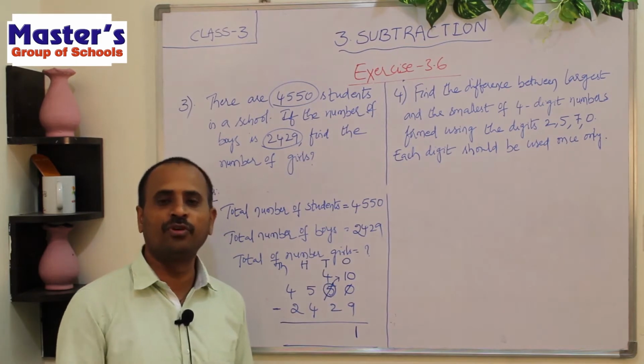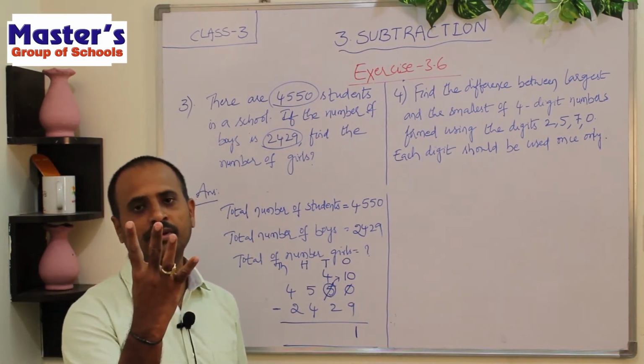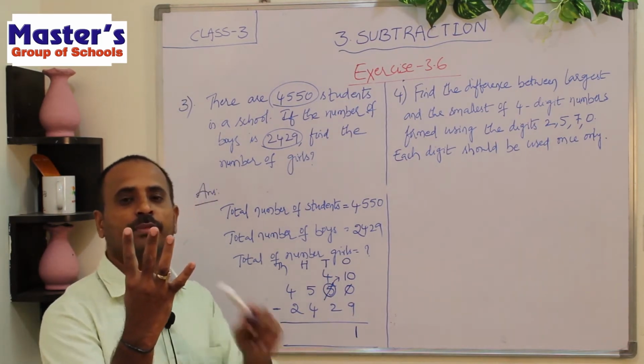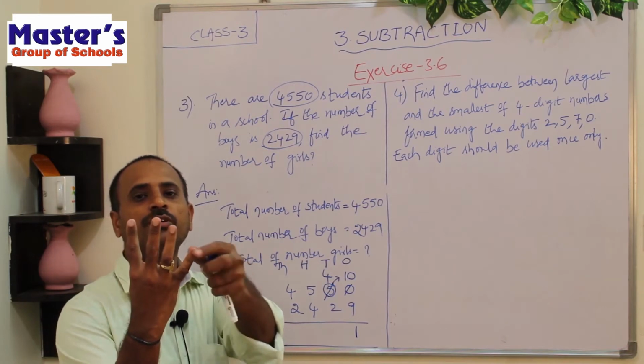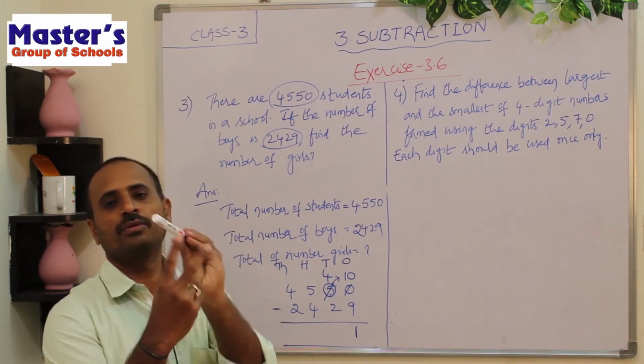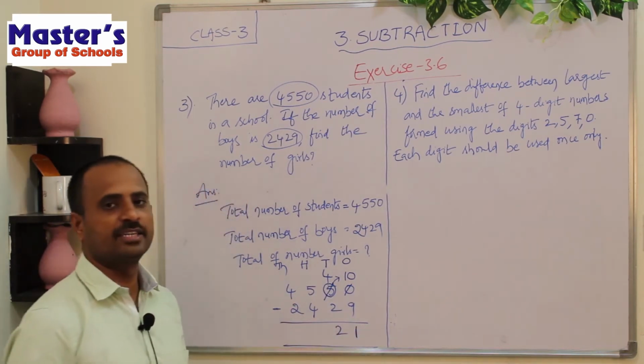What is the first number? 4. So open 4 fingers of your hand. 1, 2, 3, 4. What is the second number here? In 10's place, the second number is 2. So among these 4 fingers, close 2 fingers. 1, 2. How many fingers are there? There are 2 fingers. Write 2 here. Next, go to 100's place.